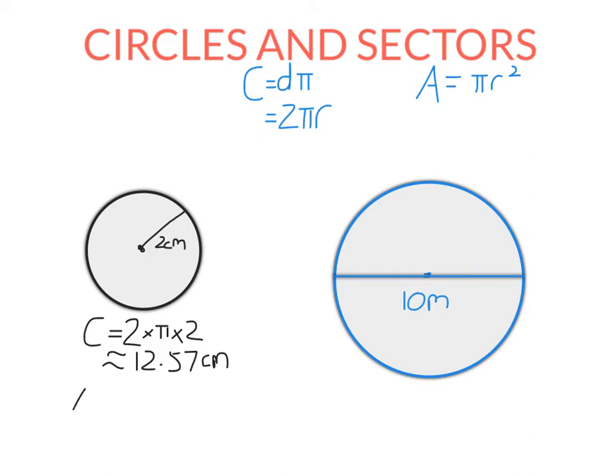To find the area of this circle, it's pi times radius squared, pi times 2 squared, which gives us the same number, 12.57, but the units are in centimeters squared.